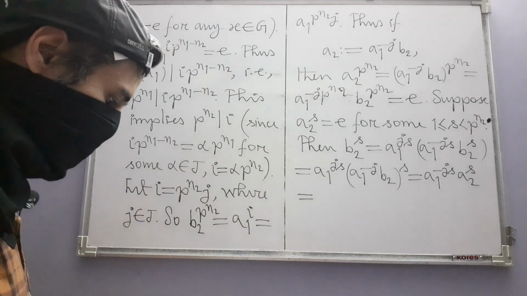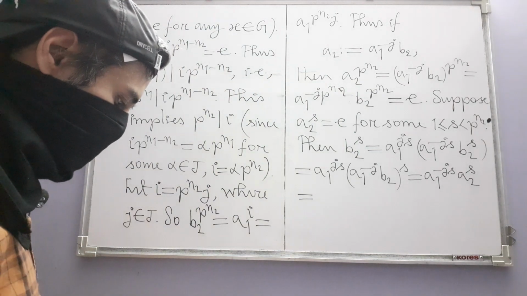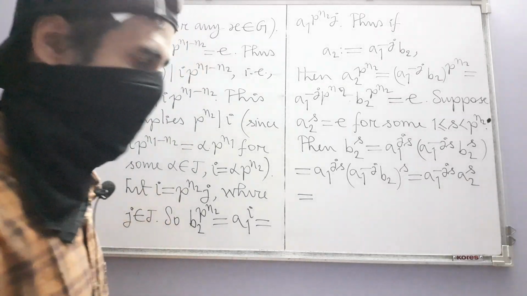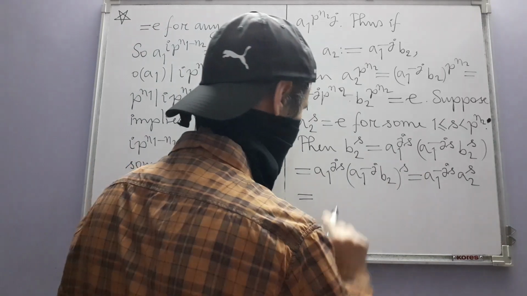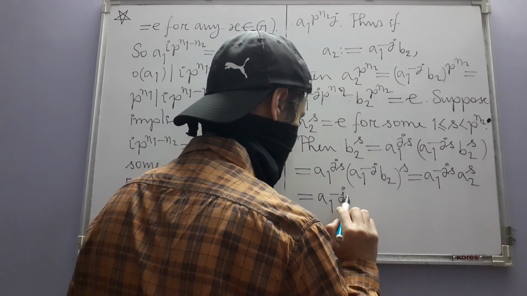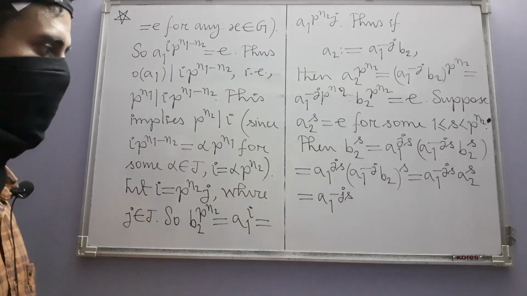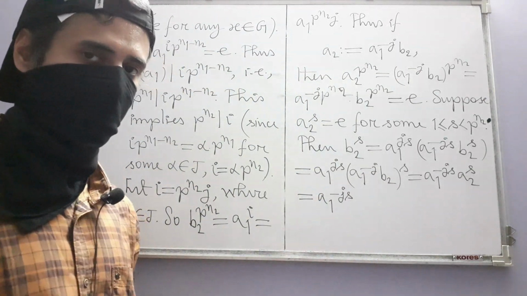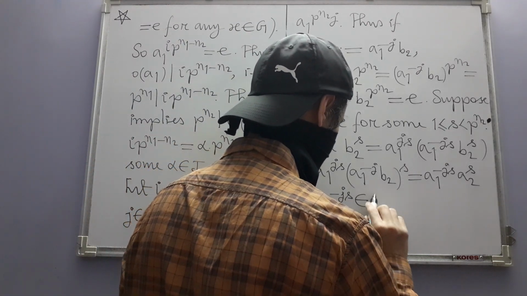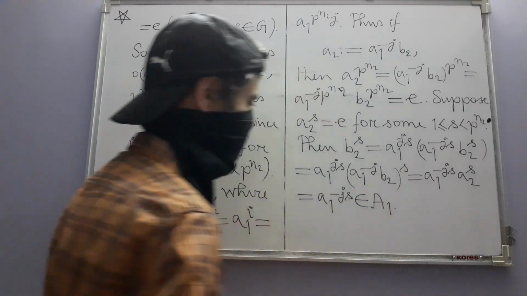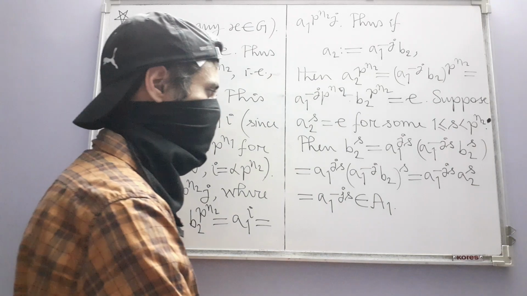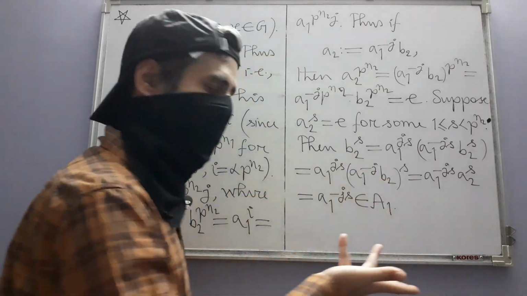All right, and that becomes what? This becomes identity, and we are left with a1 to the power minus js. However, this is an integral power of a1, where the exponent is minus js. So it belongs to the cyclic subgroup capital A1. All right, but then what have we achieved?